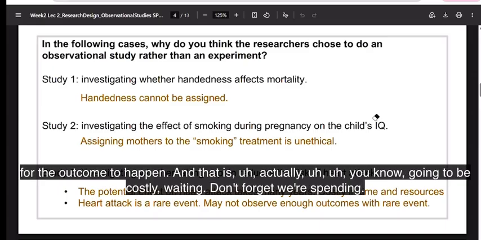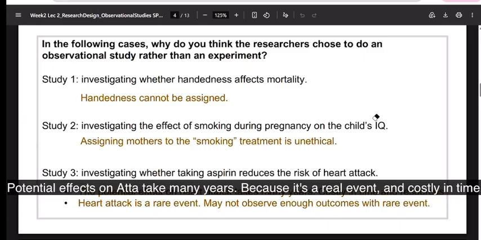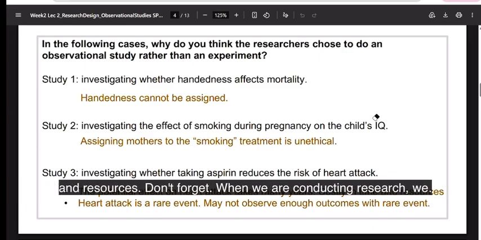And that is actually going to be costly waiting. Don't forget we're spending. While you are waiting, there's a cost that comes with that. And that was why I said the potential effects on heart attack take many years because it's a rare event, and costly in time and resources. Don't forget, when we are conducting research, we are limited by budget.